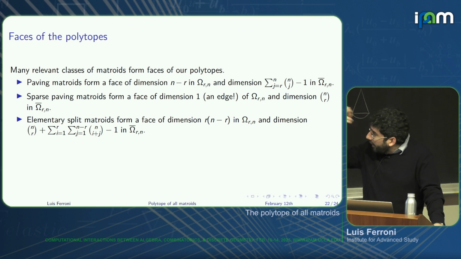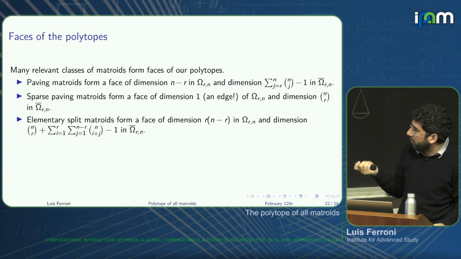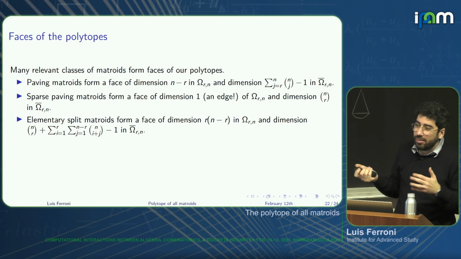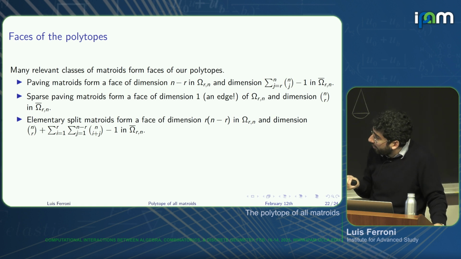Elementary split matroids, these were defined in tropical geometry by Joswig and Schröter. Those also form a face. The dimension is, let's say, symmetric in the sense that it's r times n minus r, so it's slightly nicer than paving. And the computation here is, well, horrible for the labeled polytope.